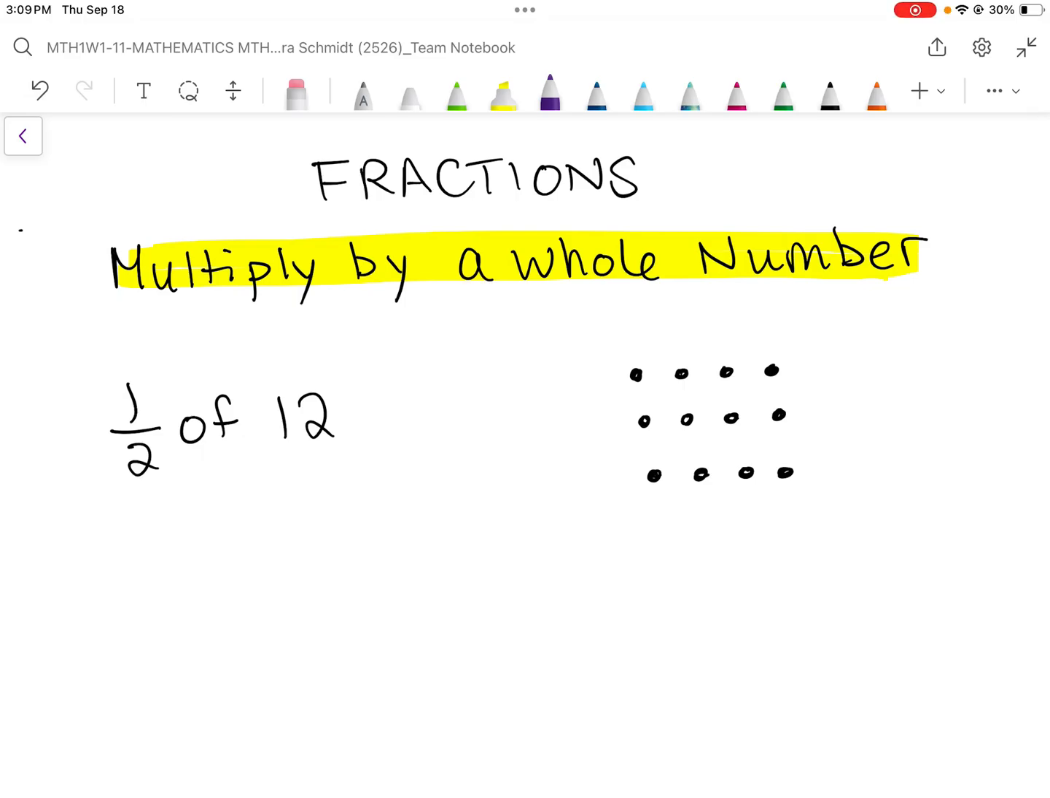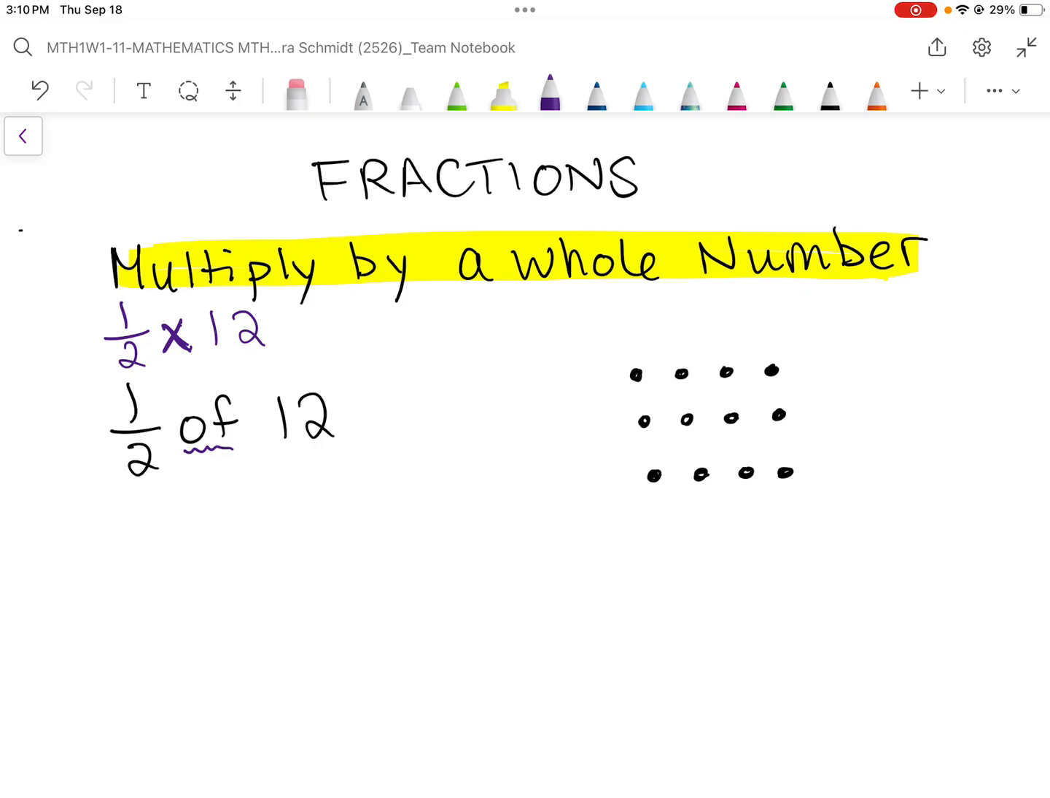In this video, we're talking fractions, but now we're talking multiplying fractions by a whole number. So logically what that means is, let's say we want to do a half times 12. Well, we can think of multiplication like using the word "of". So instead of saying a half times 12, I'm going to say half of 12. So that's the same as multiplying.